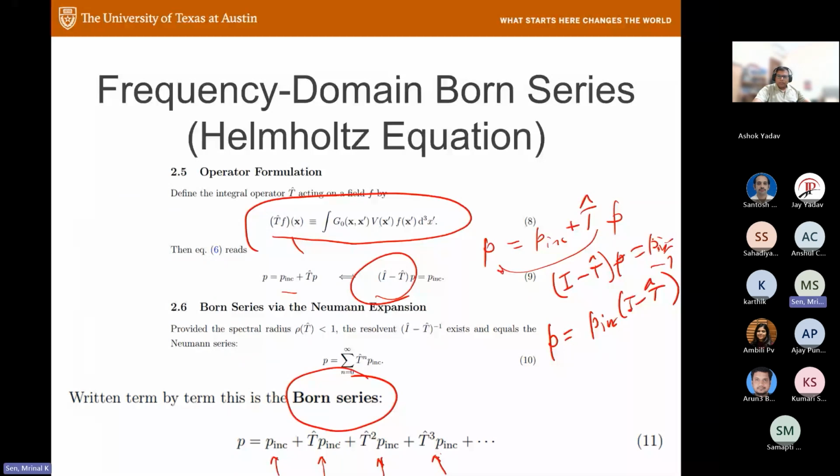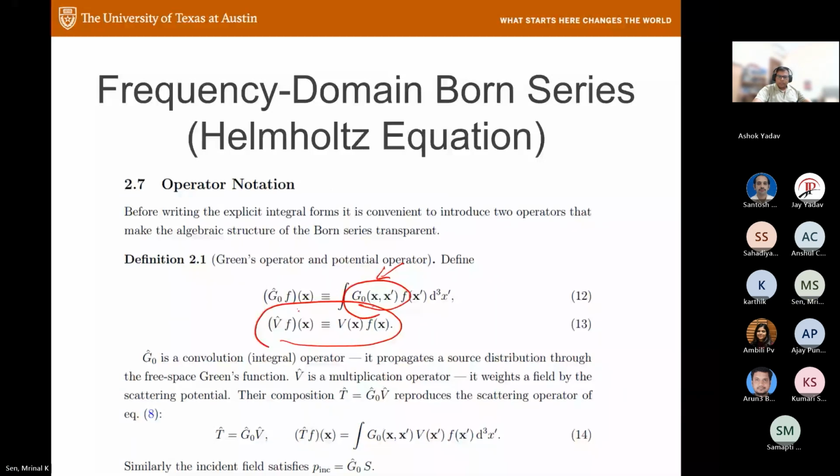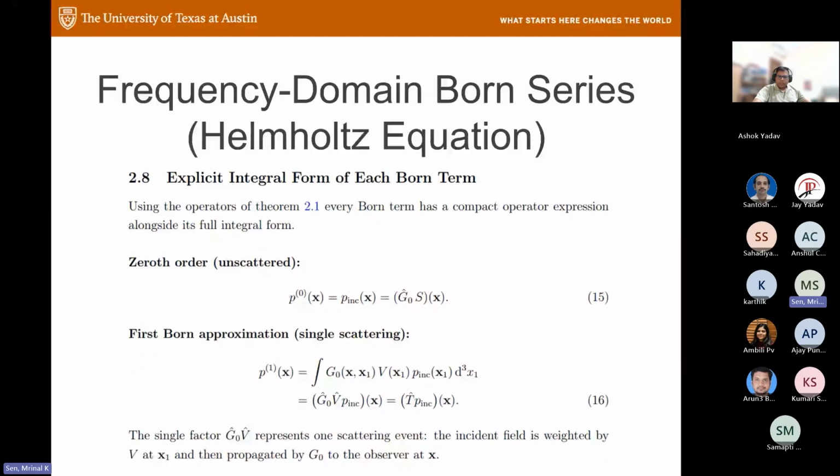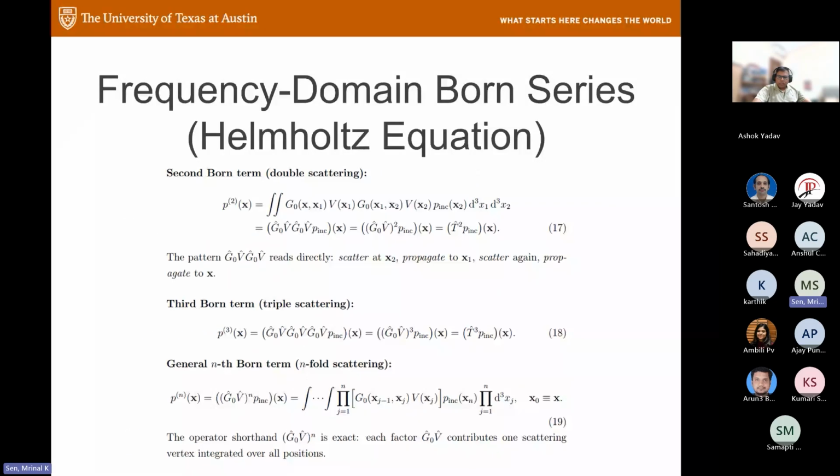And this formulation gives you something that looks like this. So your zeroth order perturbation will have no scattering. And then first Born will take this P and put it in here. And then it will take the next one with second order scattering and so on. So then in general, we have n terms, which gives you n-fold scattering.